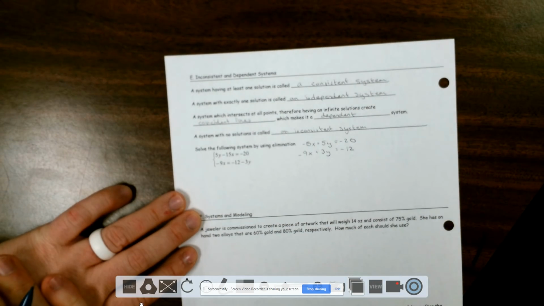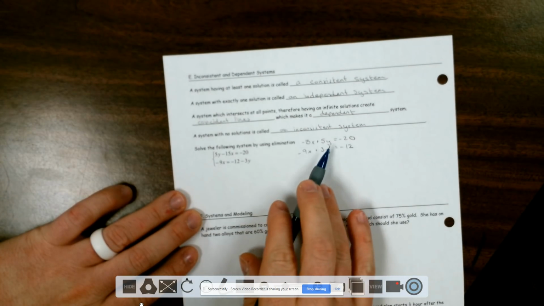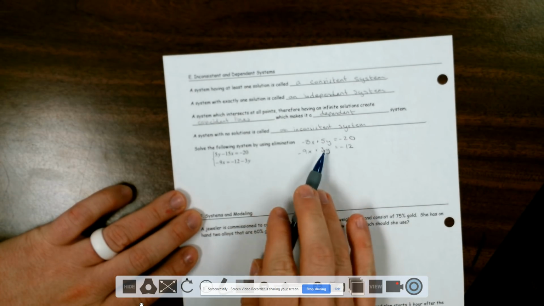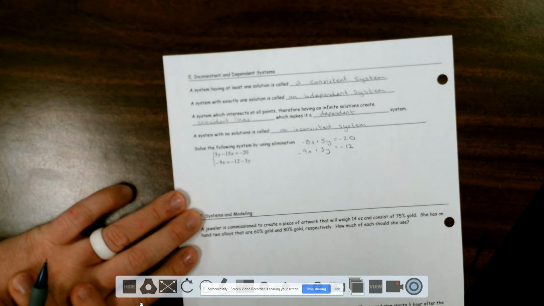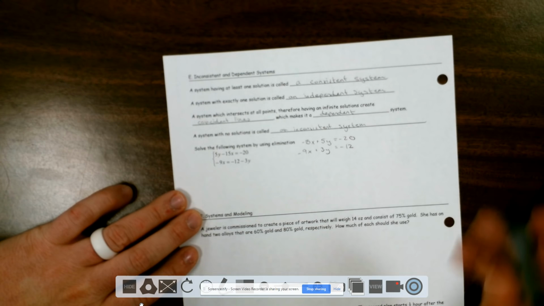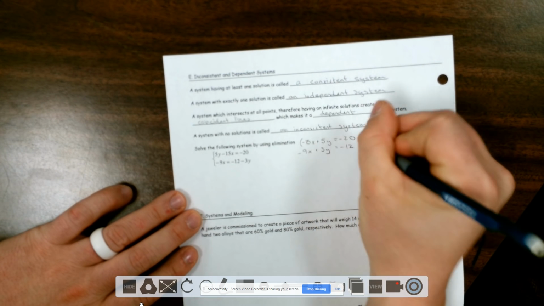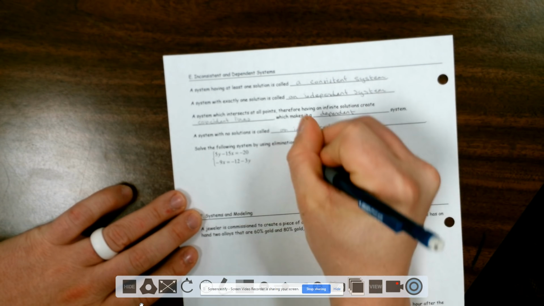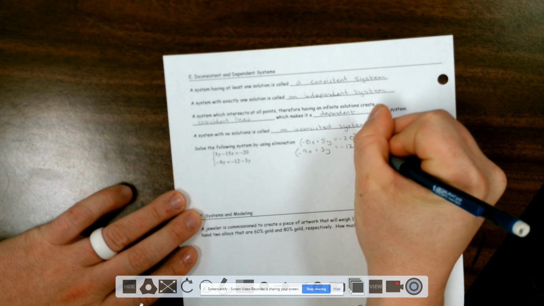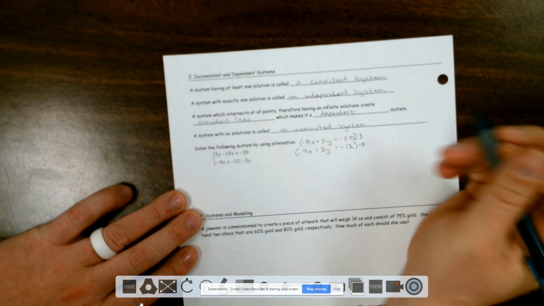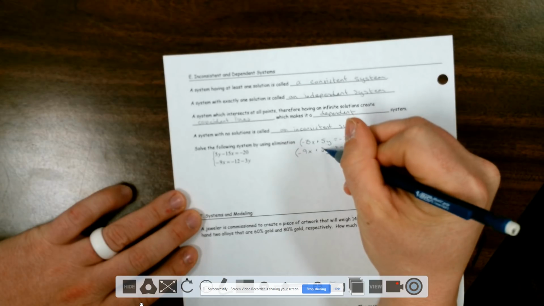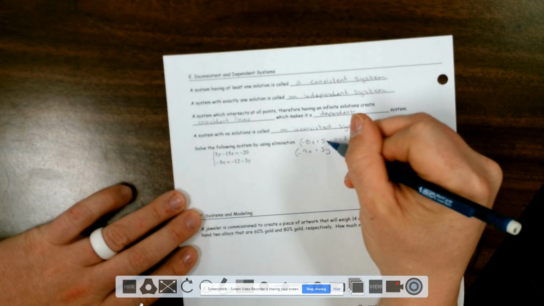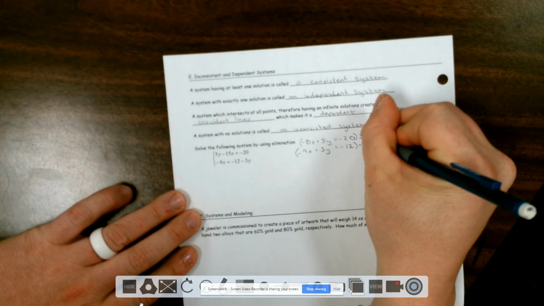So here I've got to figure out what variable I'm going to make disappear, and none of them disappear very conveniently by simply adding the two lines together. So I'm going to take my top line, and I'm going to multiply it by 3, and I'm going to take my bottom line and multiply by negative 5 so that when I add together my two lines, my y's will disappear. So let's take a look at what that gives us.